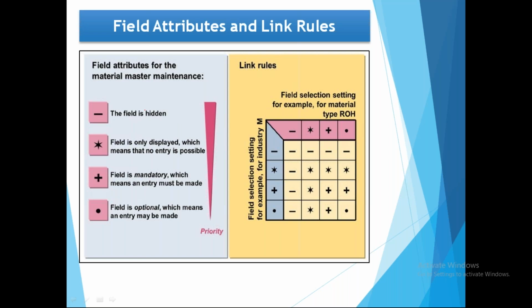So always the one with hidden will be taken as first priority. Okay, and the next one, star, will be taken as second priority. That means display mode. Then the mandatory one will be taking third priority, and optional will be taking the fourth priority. This is how it will take. So this is the priority. Okay, so this is attributes and link rules.